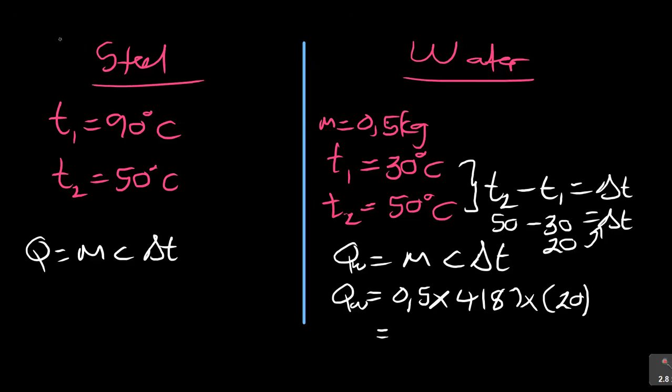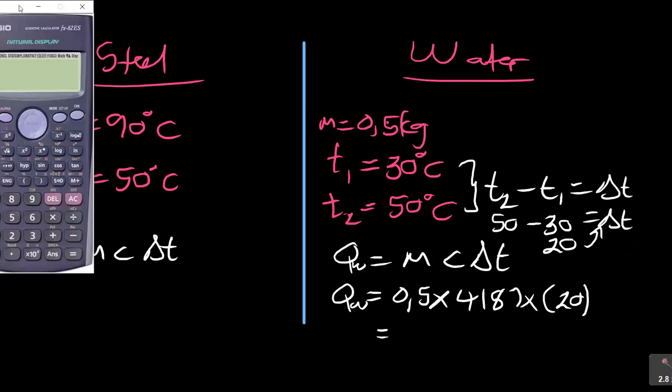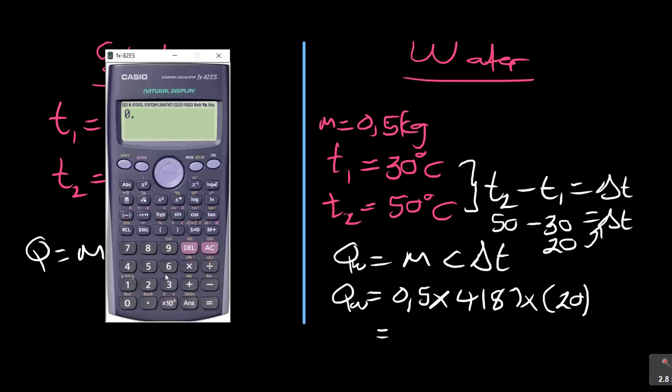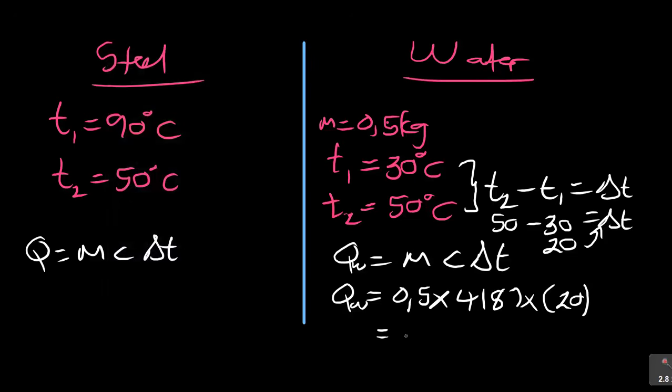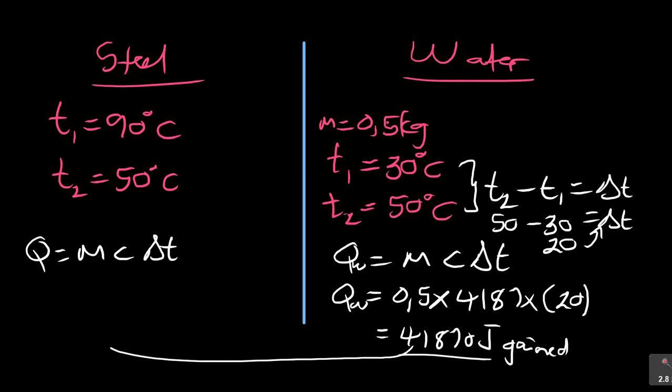If you do that, it will give you the final answer. If you check your final answer, it's 0.5 times 4187 times 20, and then you get, in this case, 41,870. Now remember, in this case we are dealing with joules. Now we come here, we know that this is what was gained, but at the same time it's the same thing that was lost.